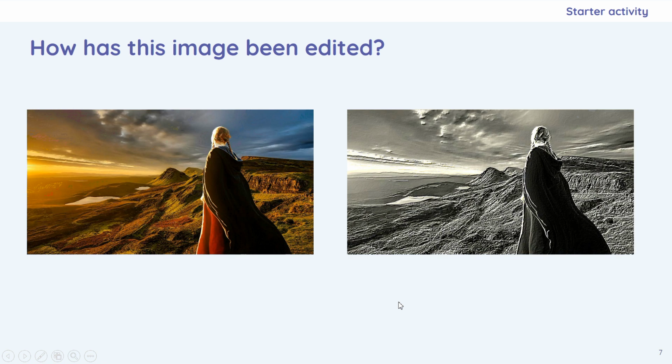How about this one? So we've got, looks like Hermione Granger, stood in this image here. How has it been changed? That's right, it's gone to a black and white image, hasn't it? So all of those colours that we can see in this one, it's now a grey scale, so darker parts and lighter parts.